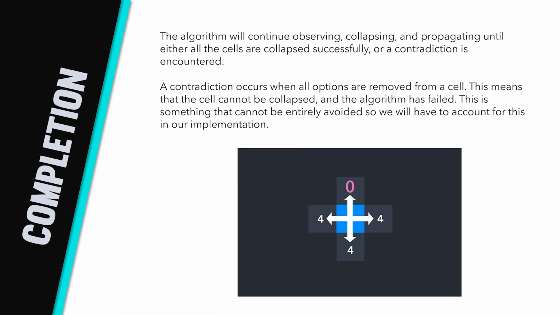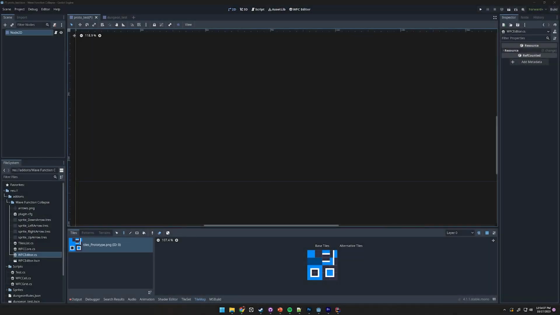The algorithm will continue observing, collapsing, and propagating until either all the cells are collapsed successfully or a contradiction is encountered. A contradiction occurs when all options are removed from a cell. This means that the cell cannot be collapsed and the algorithm has failed. This is something that cannot be entirely avoided, so we will have to account for this in our implementation. Alright, so hopefully we all now have a better understanding of how the algorithm works and kind of how this system's going to function. Let's get back into Godot.